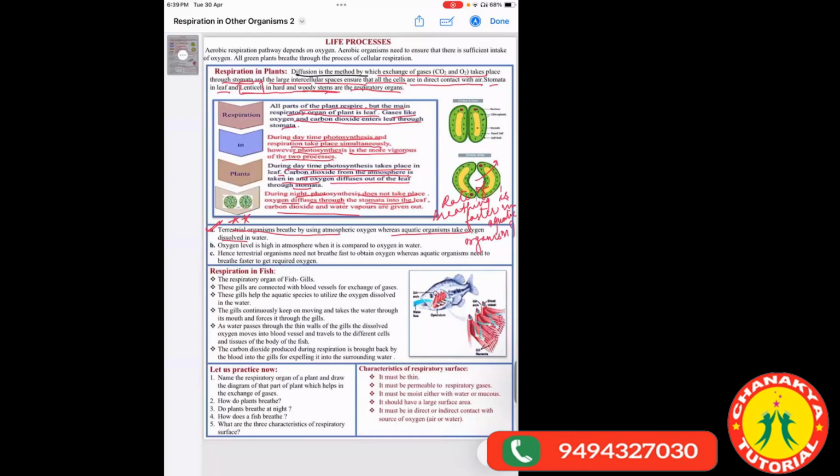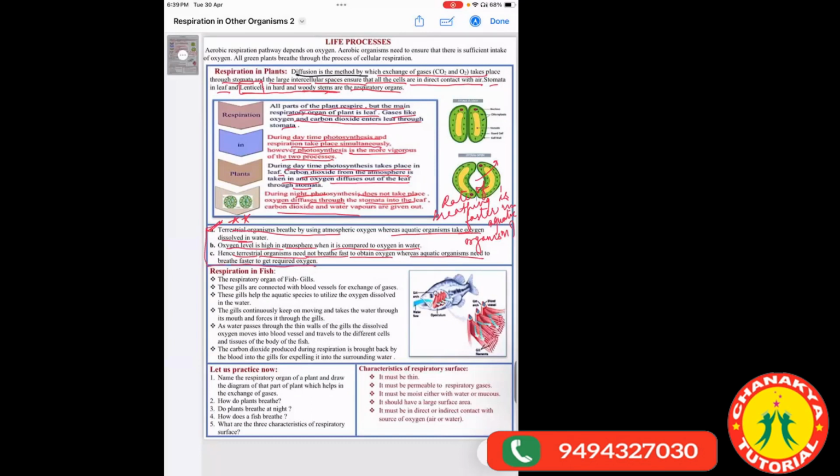The answer is because the aquatic organisms have to take the oxygen which is dissolved in water, and that is why the rate of breathing will be faster in them. Clear? Oxygen level is high in the atmosphere when compared to the oxygen in water, and hence terrestrial organisms need not breathe fast. Terrestrial organisms will not be breathing faster to obtain oxygen, whereas aquatic organisms need to breathe faster to get the required oxygen. So these 3 points are very, very important.